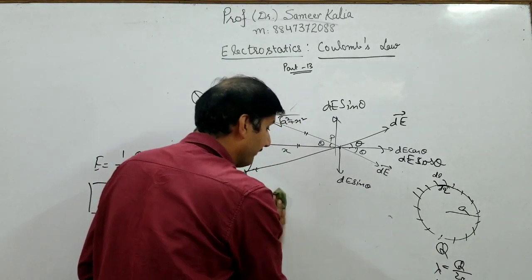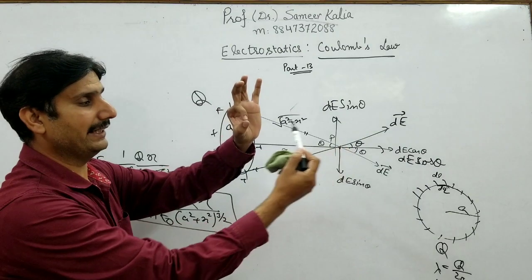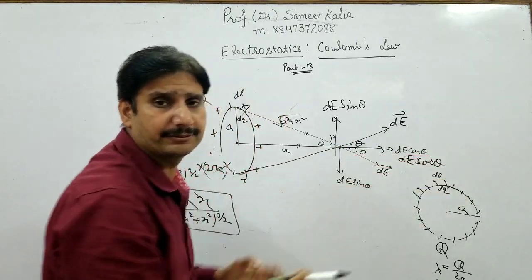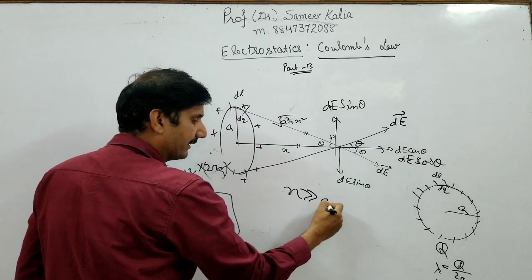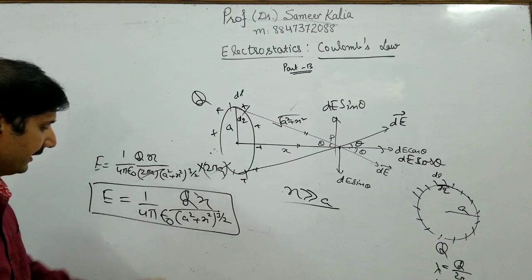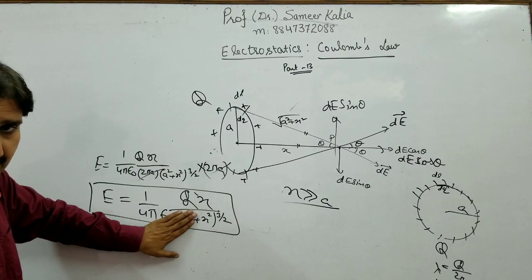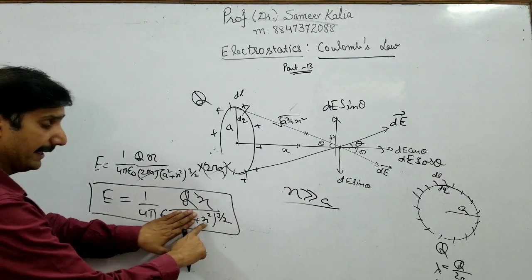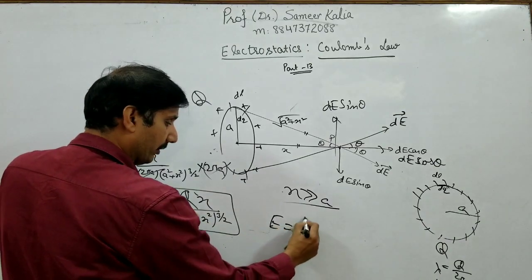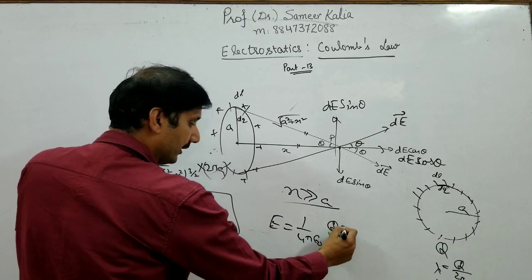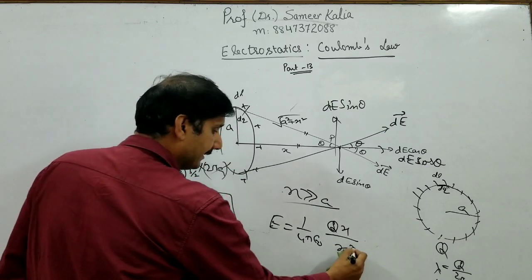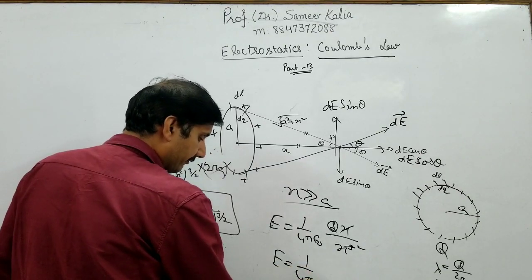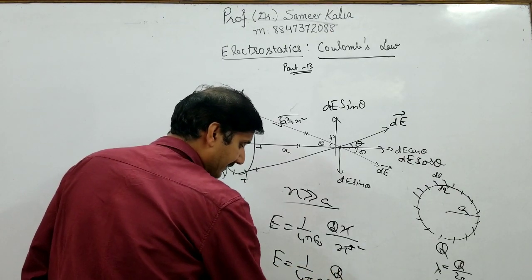What if x is quite large? Earlier we made x equal to 0 and we reached the center of the circle. What if x is quite far away? That means x is very much greater than a. If x is very much greater than a, you can neglect a square in this relation. In x square raised to power 3 by 2, the 2 can be cancelled out. You will get x cube in the denominator. E is equal to 1 by 4 pi epsilon naught qx divided by x cube. X gets cancelled out, and what is the resultant formula? Q by x square.